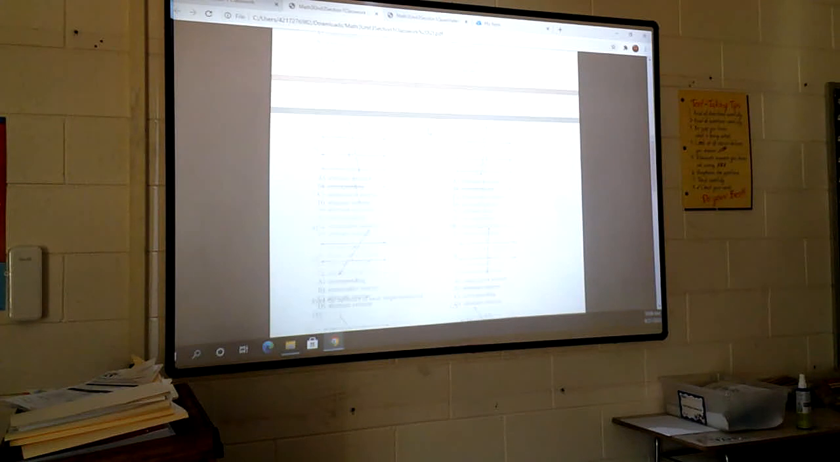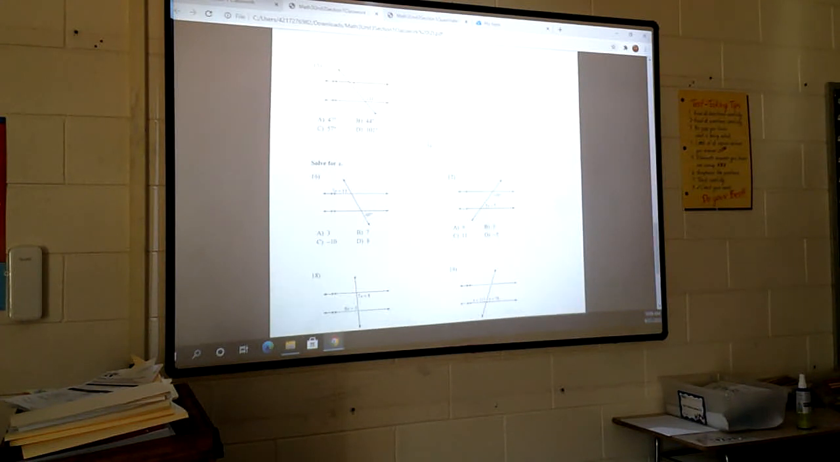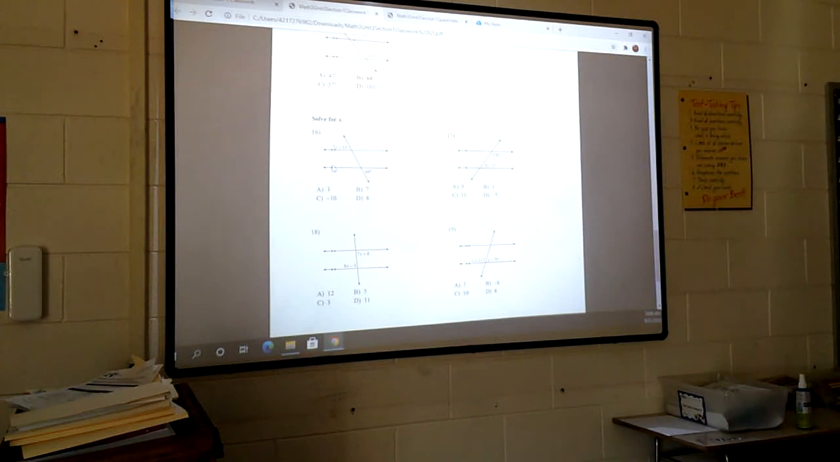And then you're going to find the measure of the angles in this second part. And down here is where you'll finally have to solve for x. You have to decide, do I need to set them equal to each other, or do I need them both to add up to 180? So you'll decide what type of angles you have, and then you'll solve for x.